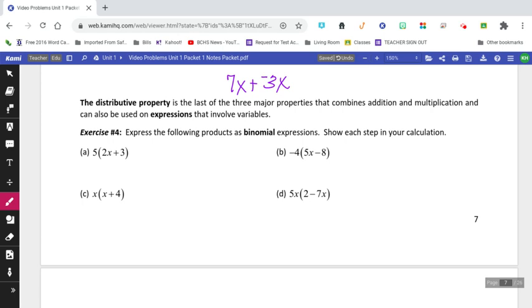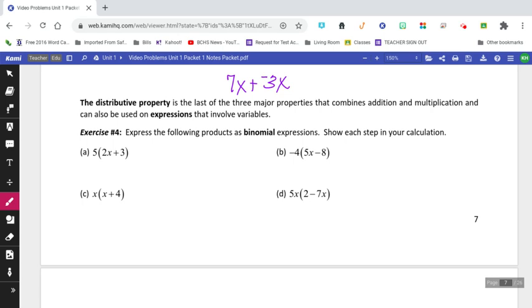So it says express the following products as binomial expressions. So throwing a little terminology in here, a binomial, think of the prefix bi, that means two. So our final answer should have two terms, not one. All right, so for number 4, 5 times 2x plus 3.